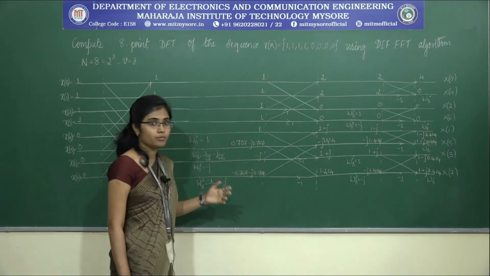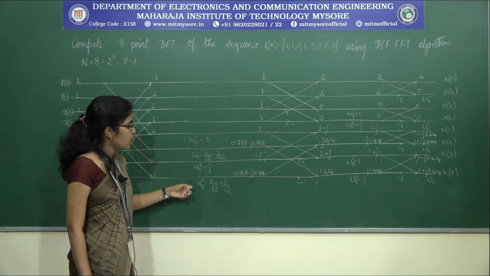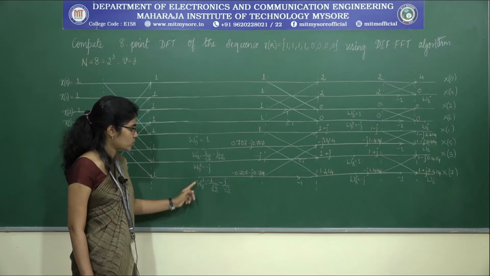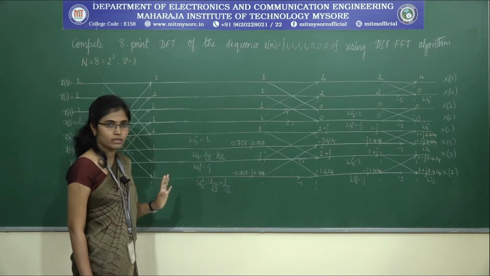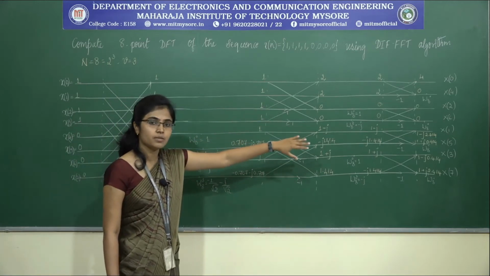So in whichever problem you do, one thing you need to do is show this calculation, that is how you are getting these values for omega 8 power 0, omega 8 power 1, omega 8 square and omega 8 cube. Here I am writing it directly. Okay. So finally we found out the DFT. The output is in bit reversed order.